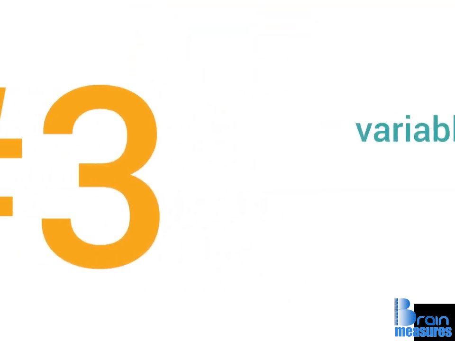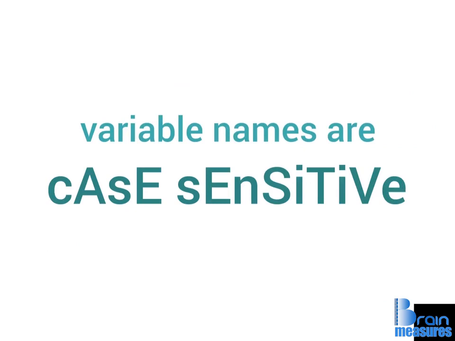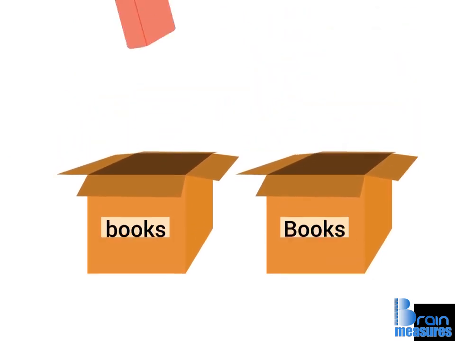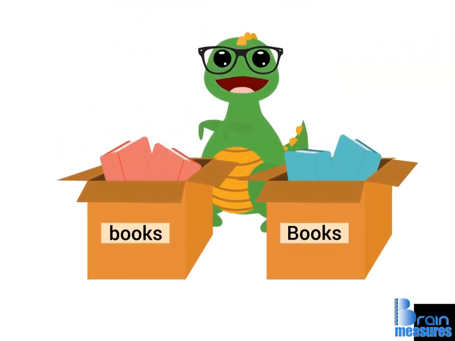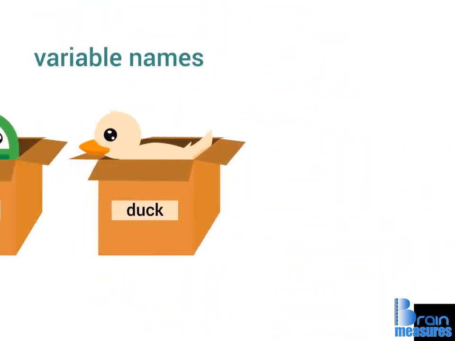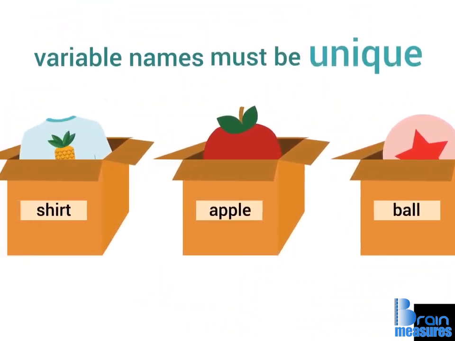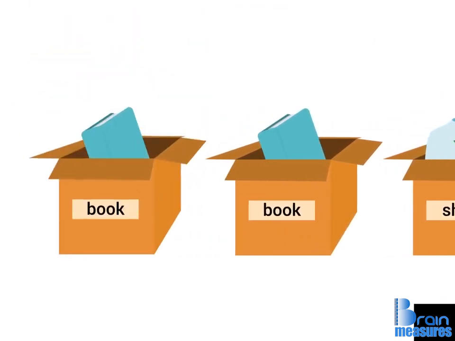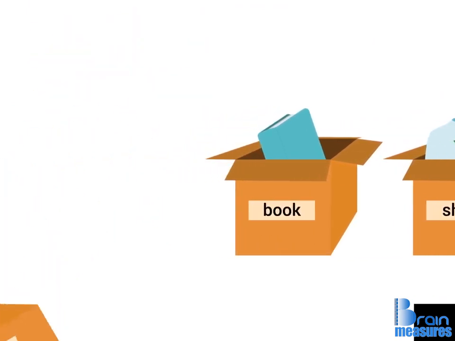Rule 3. Variable names are case sensitive. This means that books with a lowercase b and Books with an uppercase B are 2 different variables. So make sure you spell your variable names carefully. Last rule, variable names must be unique. For example, you can't have 2 different variables with the name books.